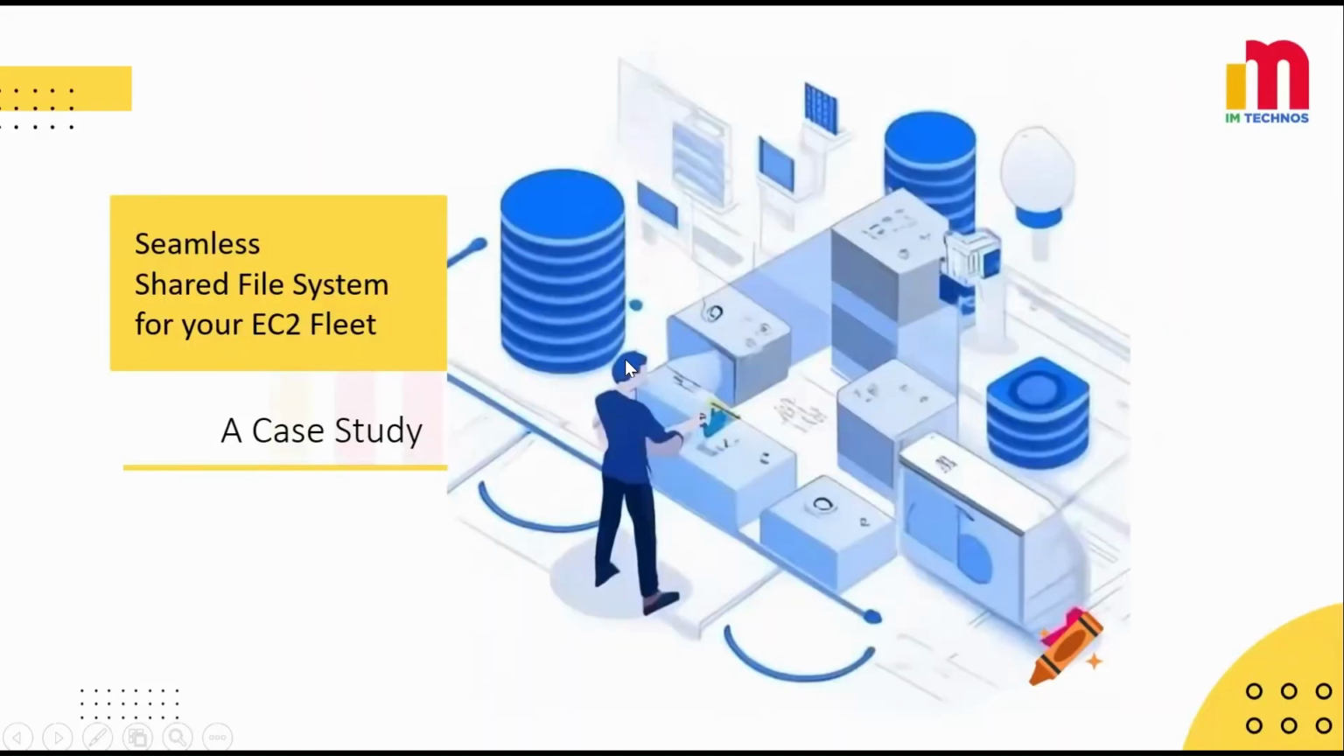Imagine you are running a web application on multiple EC2 instances and they all need to access the same set of files, like user uploads or shared templates. That's where Amazon EFS comes in. It provides a shared file system that you can mount to all your EC2 instances. This setup ensures consistent access to data across instances and simplifies scaling the application as traffic grows.